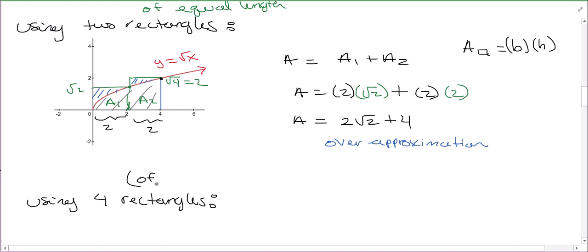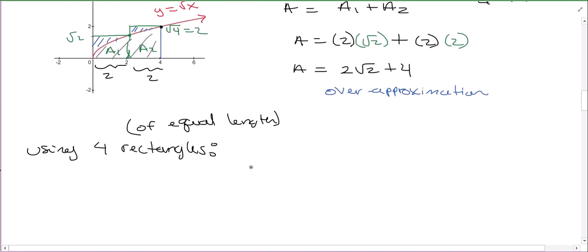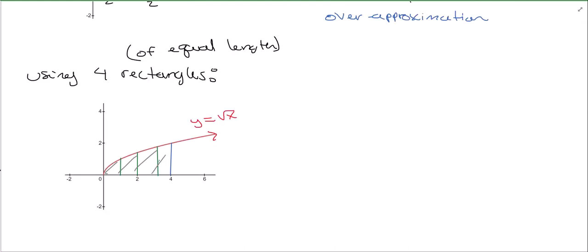So you kind of get the idea where we're going, right? And we should say of equal length, meaning the base will be the same. So if I'm using 4 rectangles, what does that look like now? With 4 rectangles of equal length, that means that we want to split up our interval 0 to 4 into 4 equal parts. So that will give me 1 rectangle here, 1 rectangle here, 1 rectangle here, and then our last rectangle. So notice now that the over approximation area is what I'm shading right now.